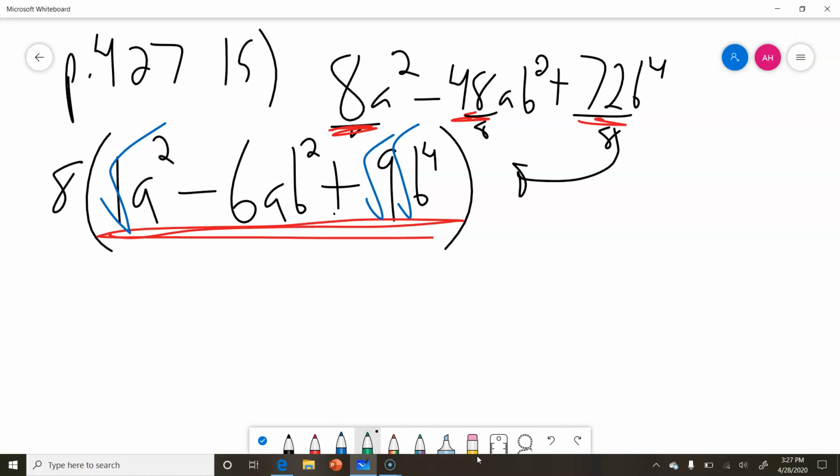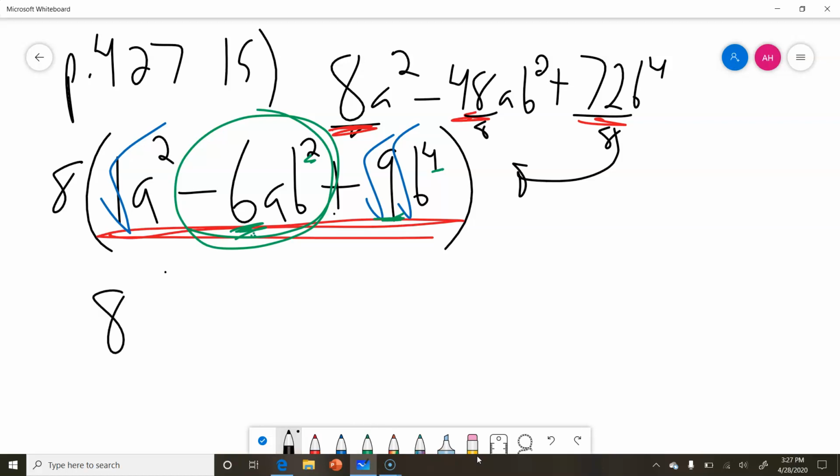So what I need to do then is look at this middle term right here. It's negative 6ab squared. Now the b squared is going to be half of that. So I see that that could work. And the 6 is going to be if this 3 is plus itself. So 3 plus 3 is 6. So I go, oh, I see what's going to happen here.